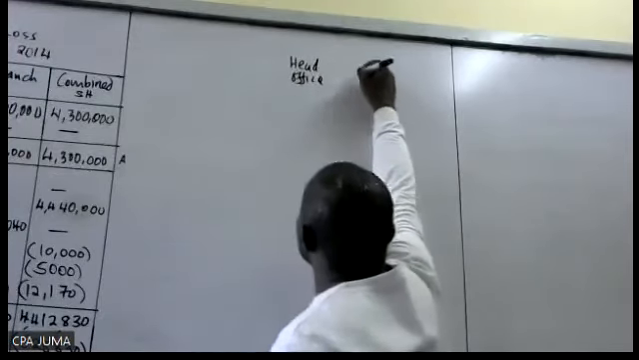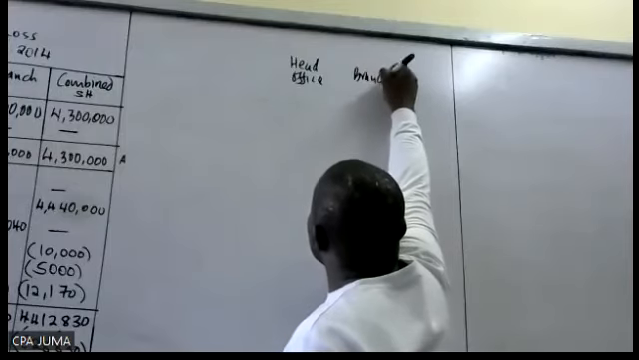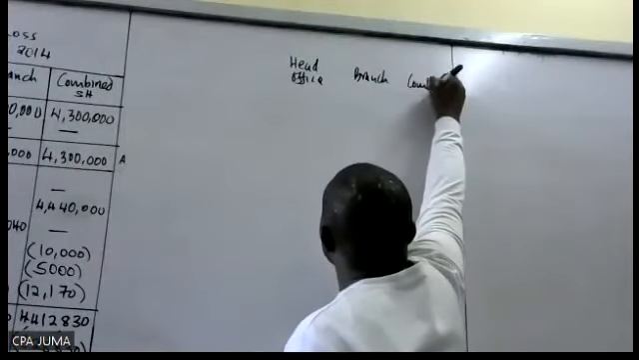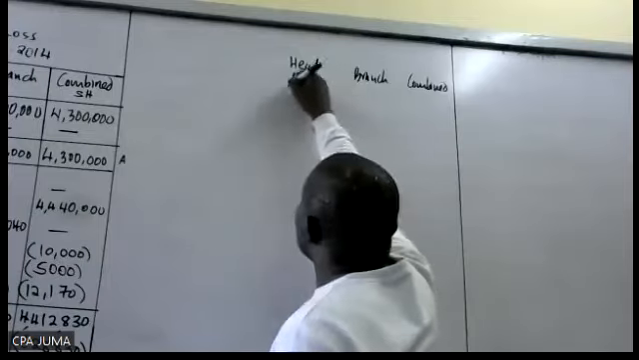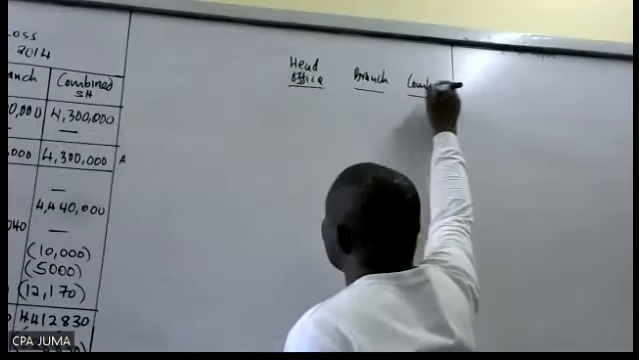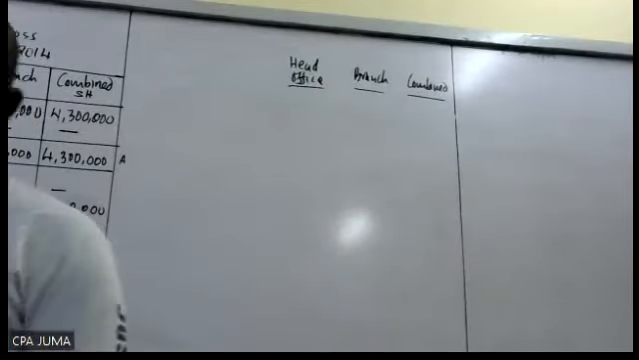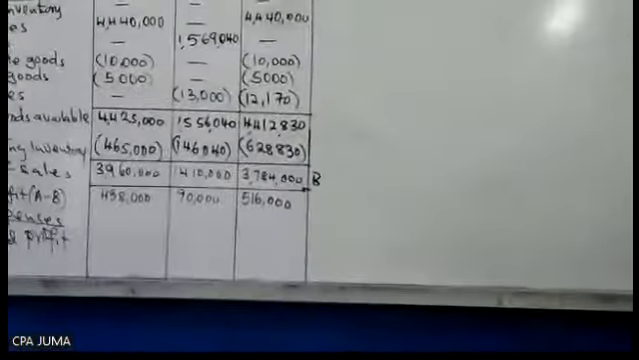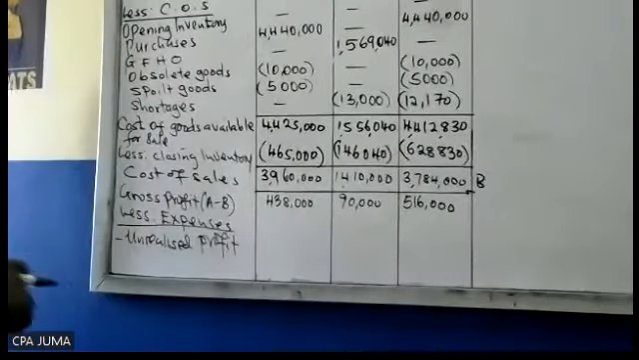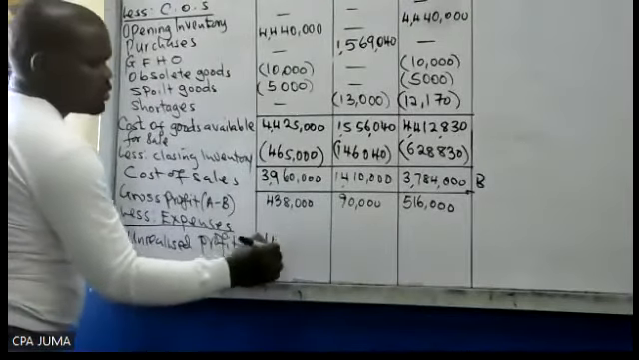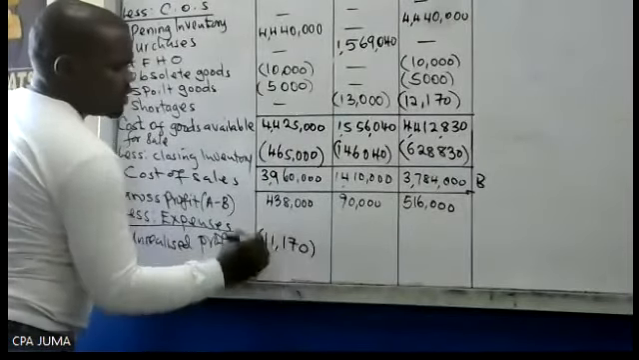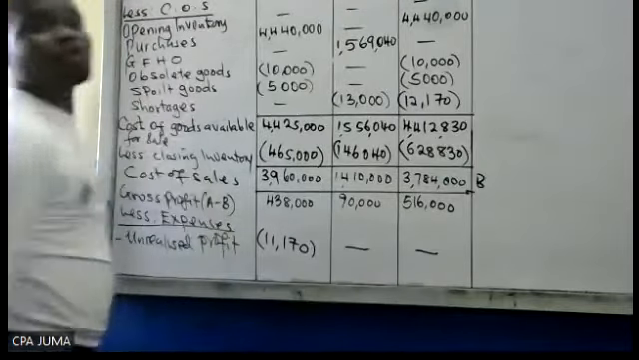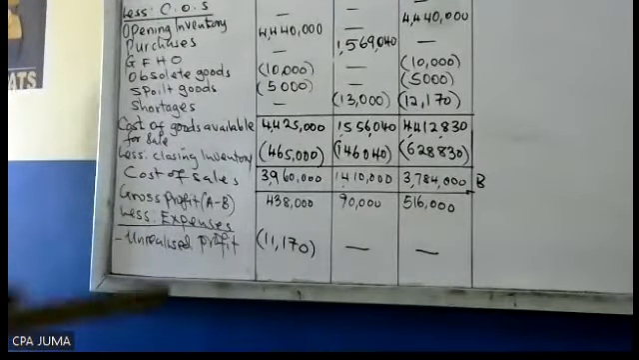I'm just continuing. So unrealized profit, how much have you written? It was 11,170 total. But it does not go to combine. It only affects the head office.